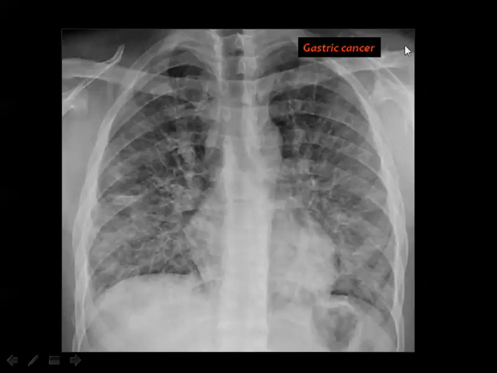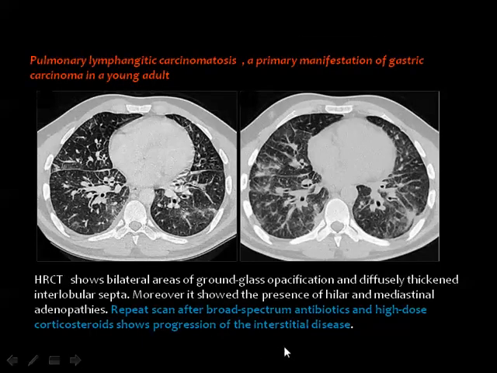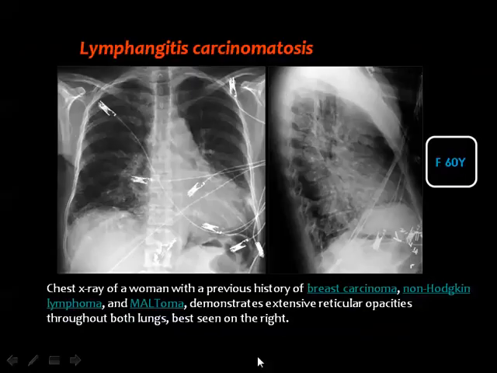This patient with gastric cancer, extensive pulmonary opacities on both lung fields by CT. You can see these opacities, and first they are treated as pneumonic areas or pneumonic consolidations with no improvement, and instead there is progression of the disease, and this was lymphangitis carcinomatosis.